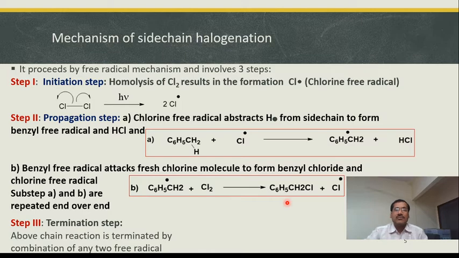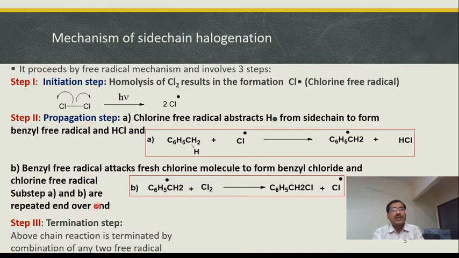End over end means once substep A is over, B will start. Once B is over, A will start. So these two steps, substeps A and B, are repeated end over end, and this will result in the propagation of a chain. That is why this step is called the propagation step.